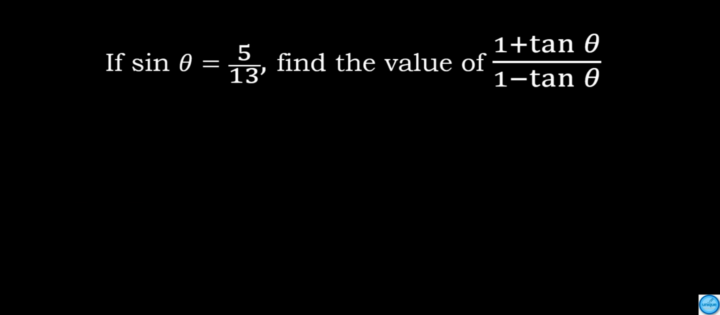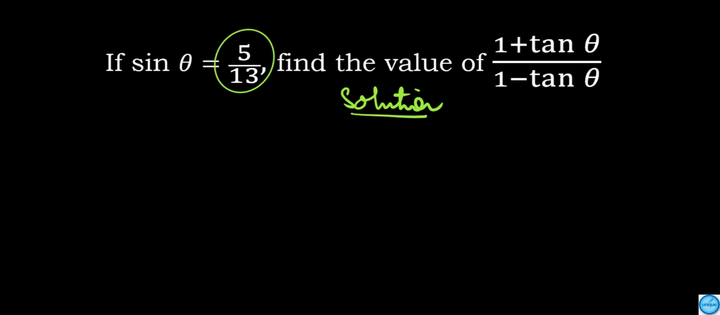If sine theta is equal to 5 over 13, we should find the value of 1 plus tan theta divided by 1 minus tan theta. So, solution.